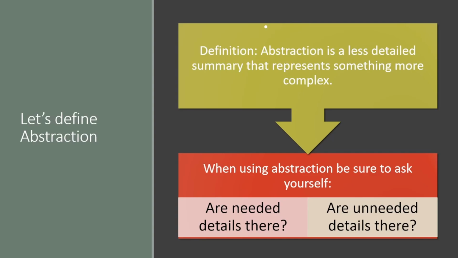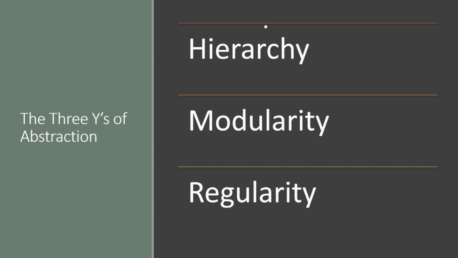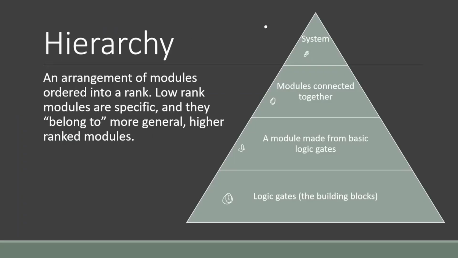So now we're going to talk about the three Y's of abstraction: hierarchy, modularity, and regularity. First, let's talk about hierarchy. Hierarchy is an arrangement of modules ordered into a rank. Low-ranked modules are specific. They belong to more general, high-ranked modules. So as you're down here, like I already have some stuff circled, logic gates, those are your building blocks. They're very specific. They can be combined to make a module, such as a half adder.